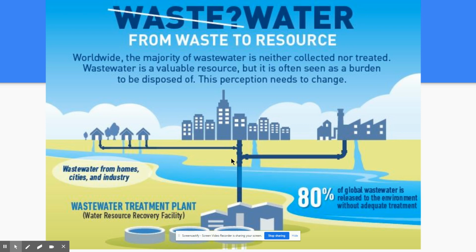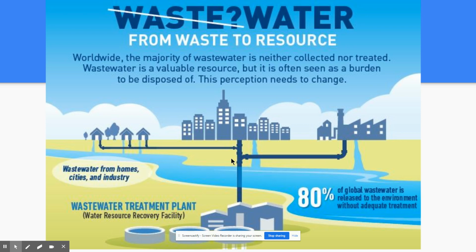Okay, so we're going to move on. Wastewater doesn't have to necessarily be wastewater all the time. We can take wastewater and turn it into clean water. Around the world, the majority of wastewater is not collected and is not treated or cleaned. But it's a valuable resource because, as you know, water is becoming more scarce. And so we can't just get rid of wastewater. We need to take that water and try to clean it to be able to reuse it.